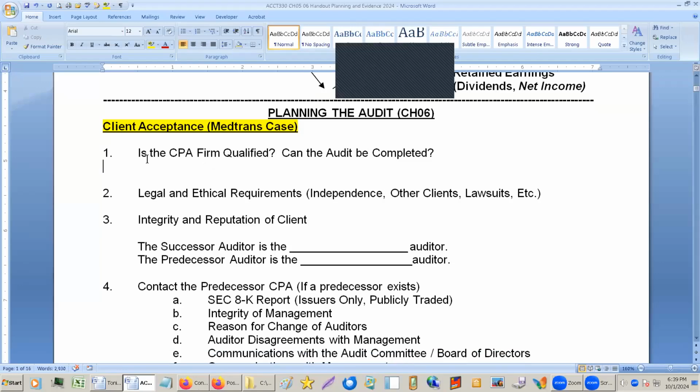Okay, so first thing we do when we're looking to see if we should take on a new client is ask, is the CPA firm qualified? So, for instance, if they have experience. Let's say someone comes to you and wants you to do their audit, but you haven't audited a company, a client like them. Can you take it?